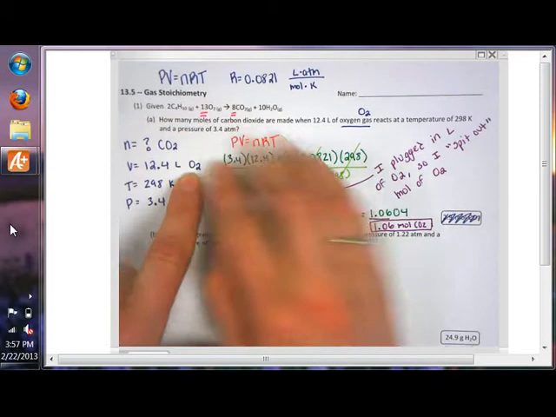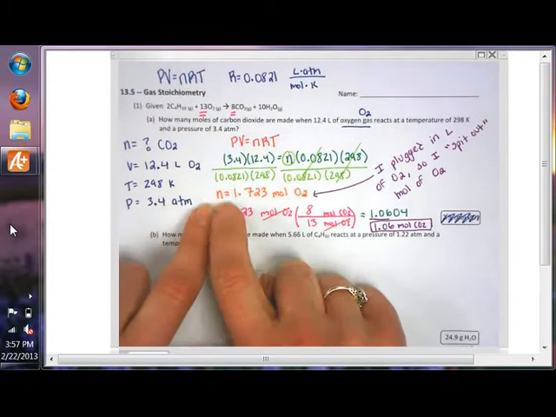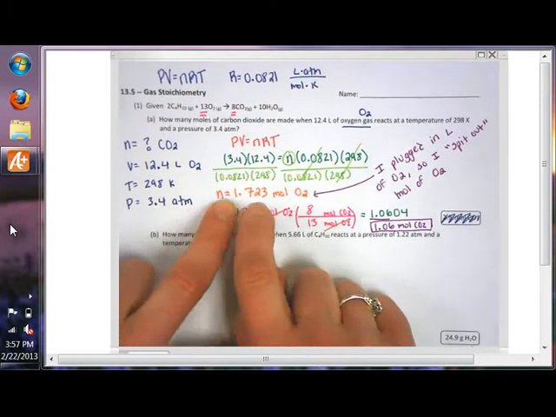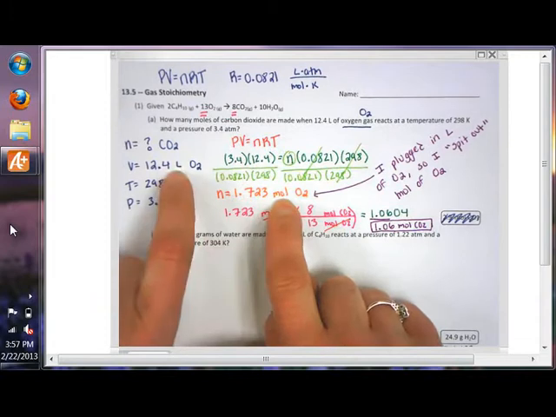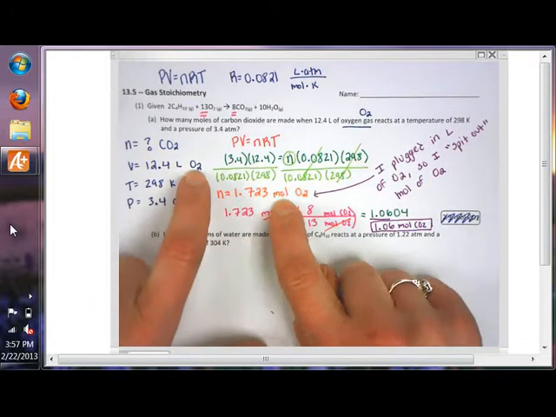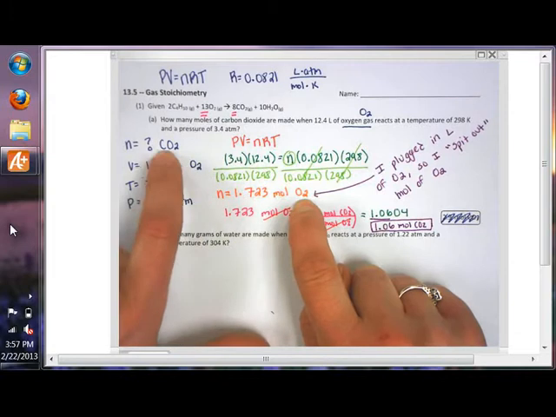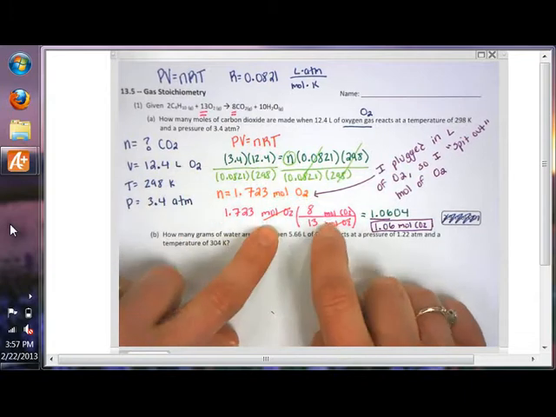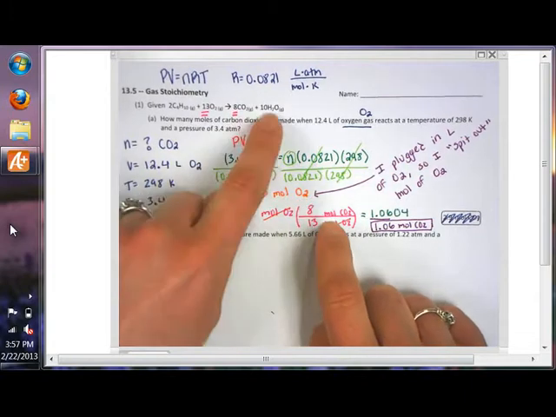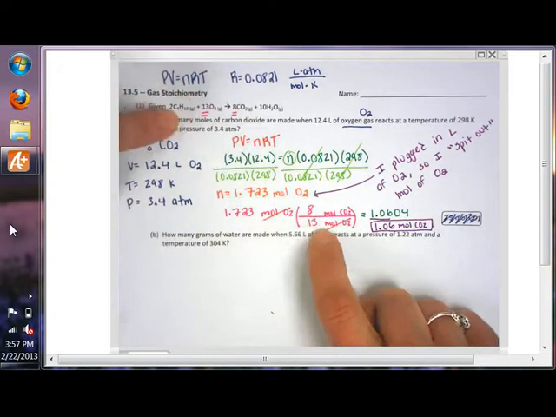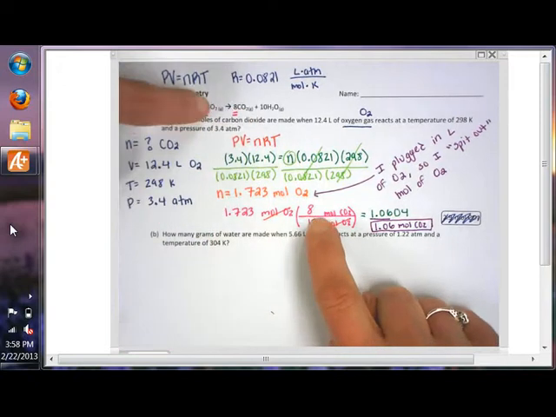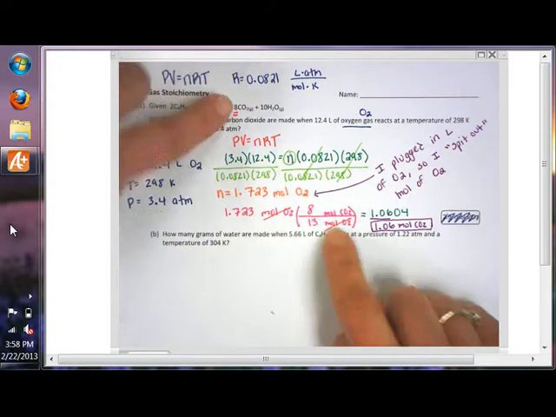Since I plugged in liters of oxygen, I spit out moles of oxygen. They didn't want moles of oxygen. They wanted moles of carbon dioxide. So then I just make a quick switcheroo using the balanced equation. For every 13 moles of oxygen, there's 8 moles of carbon dioxide, and I get my number. Okay, so I'm going to go ahead and do B now for you.